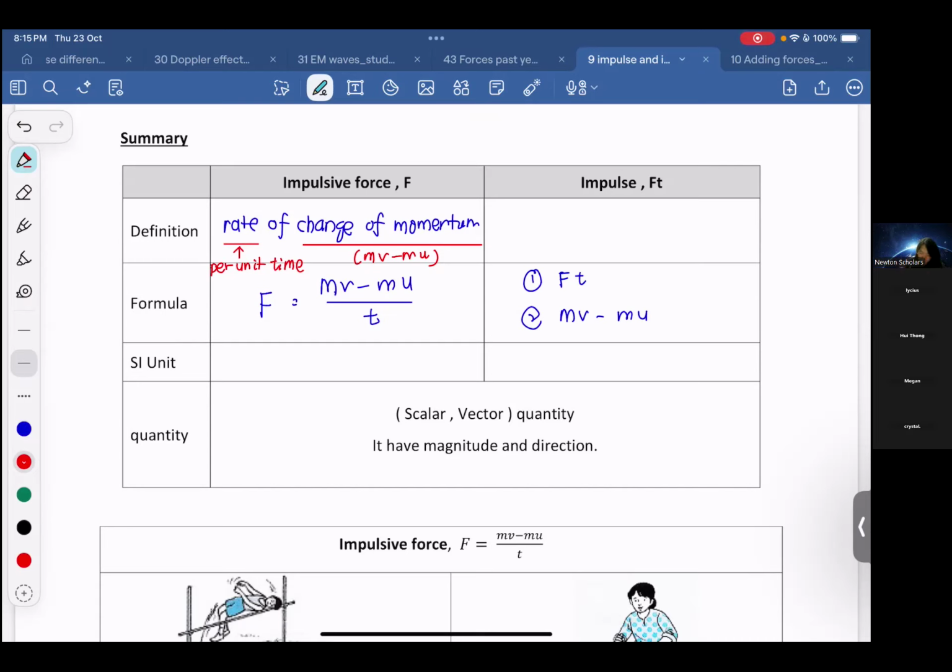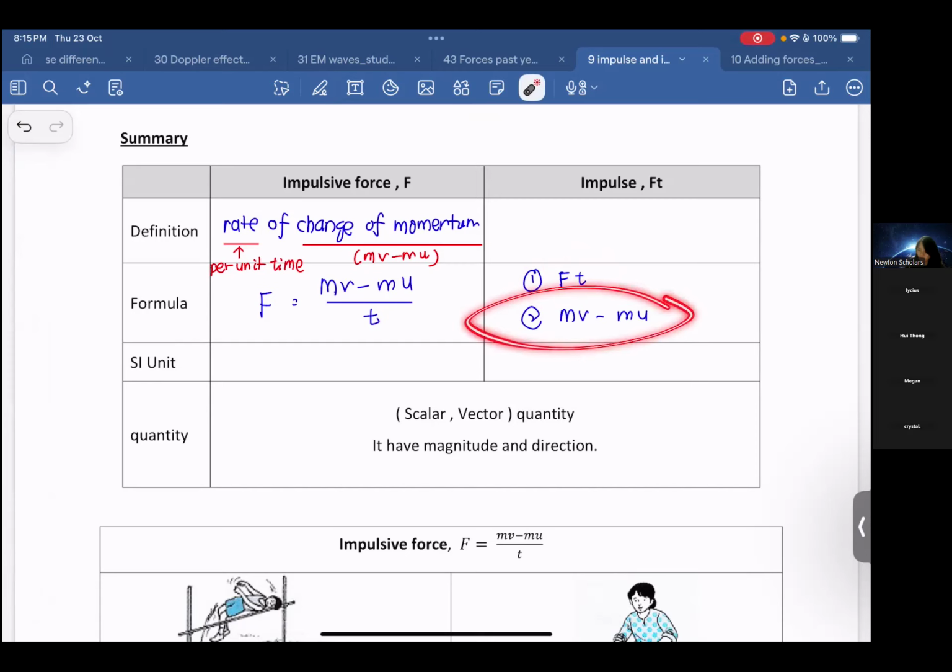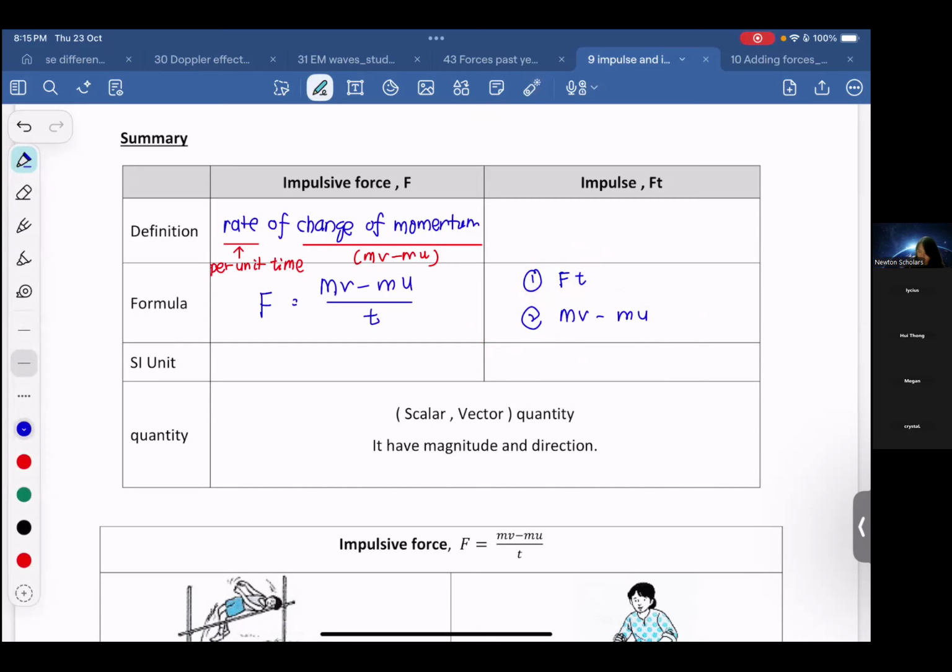Okay, for impulse here, you can define it based on F times t, the product of force and time, or we can define it based on mv minus mu. I like to use change of momentum to define it, because later on when we do more exam questions, we will find that when they ask you for impulse, they expect you to find it using mv minus mu. So I use this as my definition.